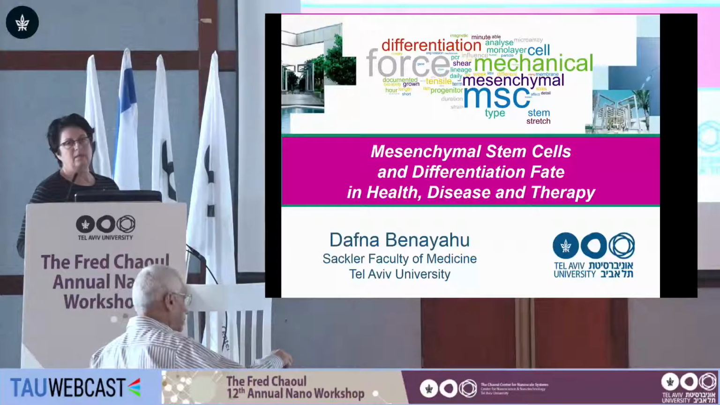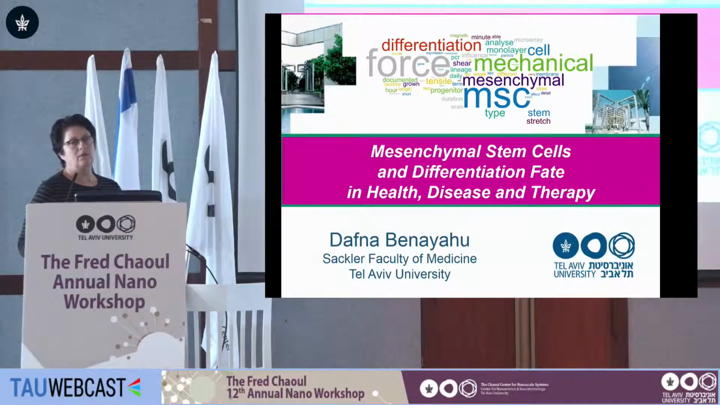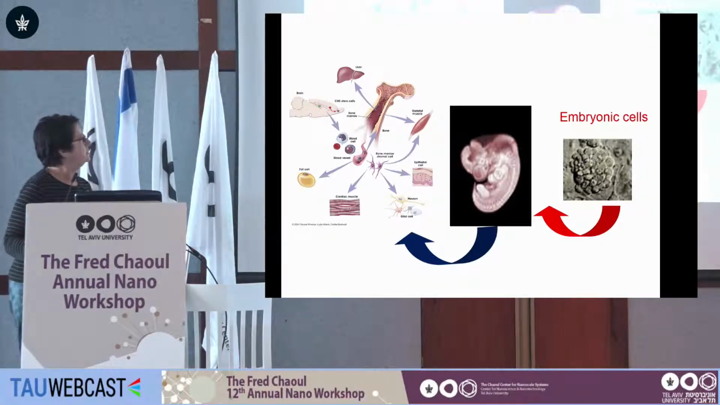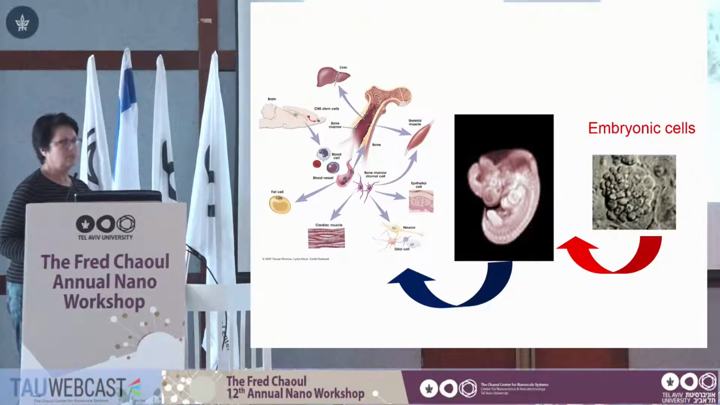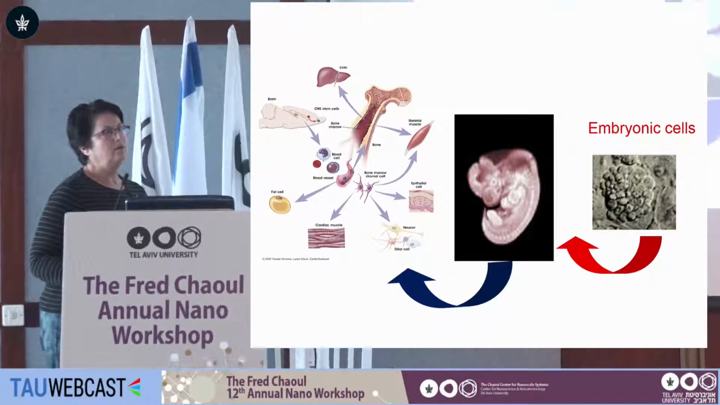For many years, I have been dealing with the identification of mesenchymal stem cells, and I will tell you a little bit about their differentiation fate in health, in disease, and potential therapy. Stem cells are known to build up the embryo in all mammals, and this is a very fast and fascinating process. What I will talk about today is the adult stem cells, those cells that stay in our body from early birth until the last day of our life.